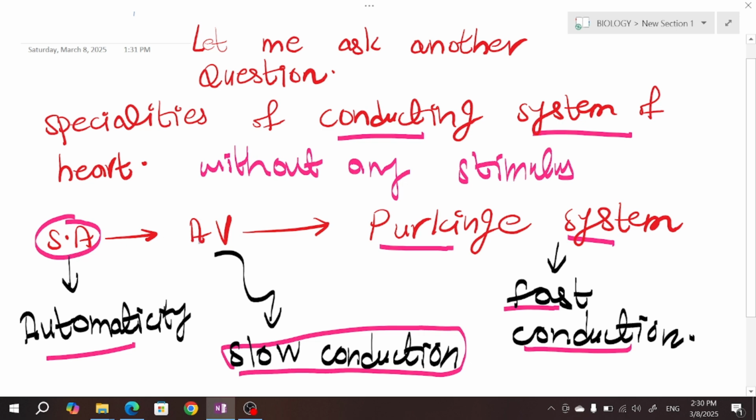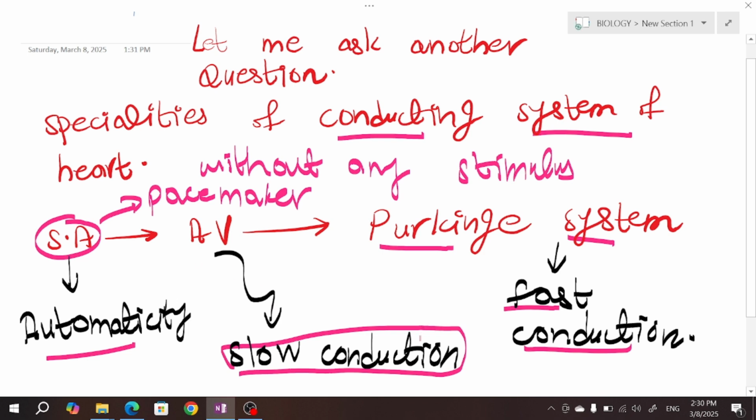The SA node, AV node and Purkinje system all have the capacity for automaticity, but the SA node is very specialized in automaticity. Though all the others also have the property of automaticity, the structure that is very specialized in it is the SA node, because it is the pacemaker of the heart, and it controls the rhythm of the heart.